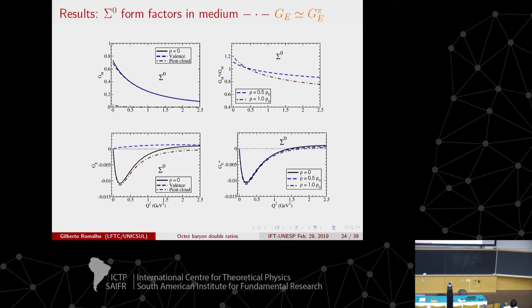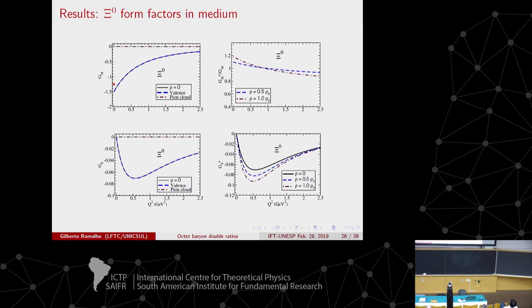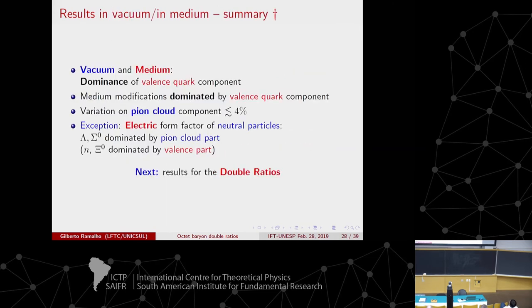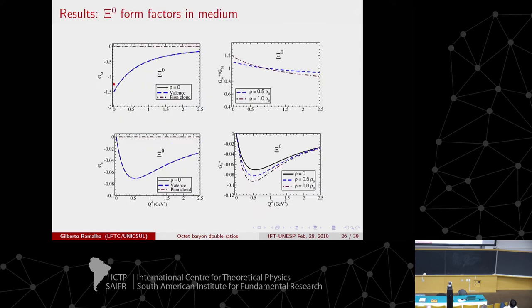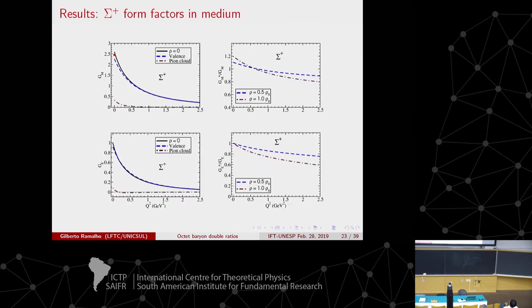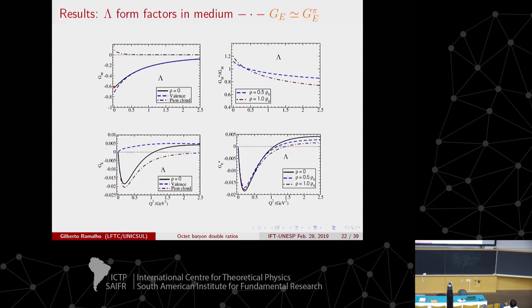One is the sigma zero, where the electric form factor is in fact dominated by the pion cloud part. The same thing happens for sigma zero and lambda: the electric form factor is dominated by the pion cloud part.